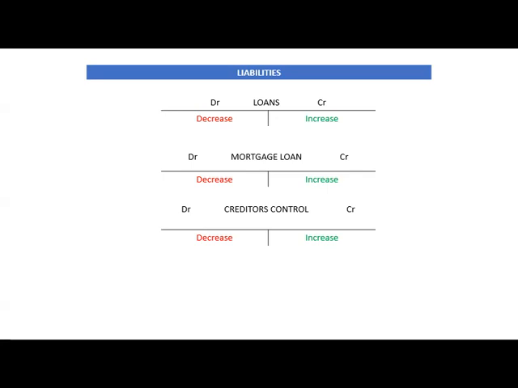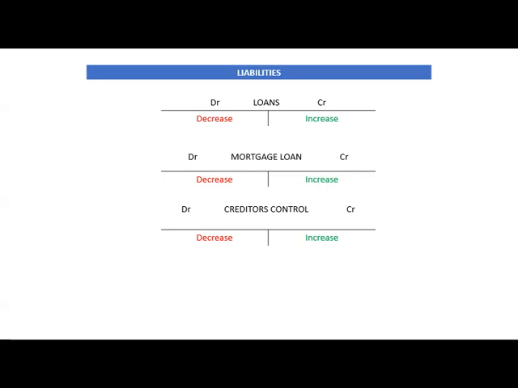Got it? Guys, this is all you need. Once you get to this, we are done. Okay. We have done almost all the definitions to help you decide whether this is an expense or income, whether this is an asset.